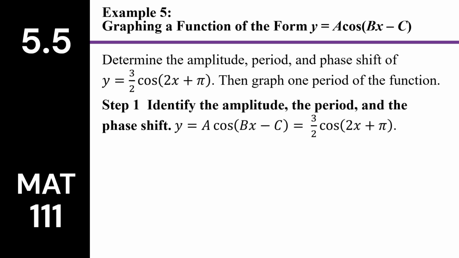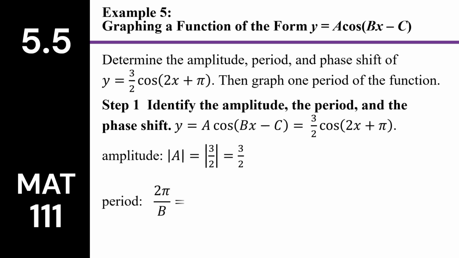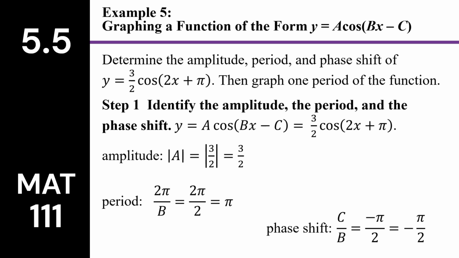We start by identifying a, b, and c. The amplitude is the absolute value of a, which is 3/2. The period is 2 pi over b. Since b is 2, that gives us a period of pi. And the phase shift is c over b. Notice that c is -pi. In our equation, it says plus pi, and in the generic equation, it says minus c. So in our equation, we must be looking at a minus -pi. And so therefore, -pi over 2 is our phase shift.